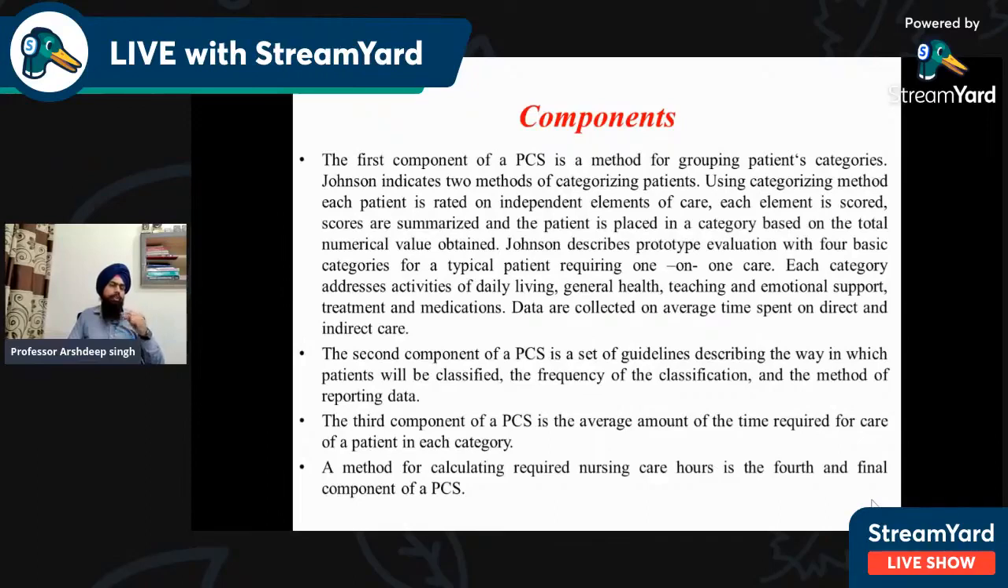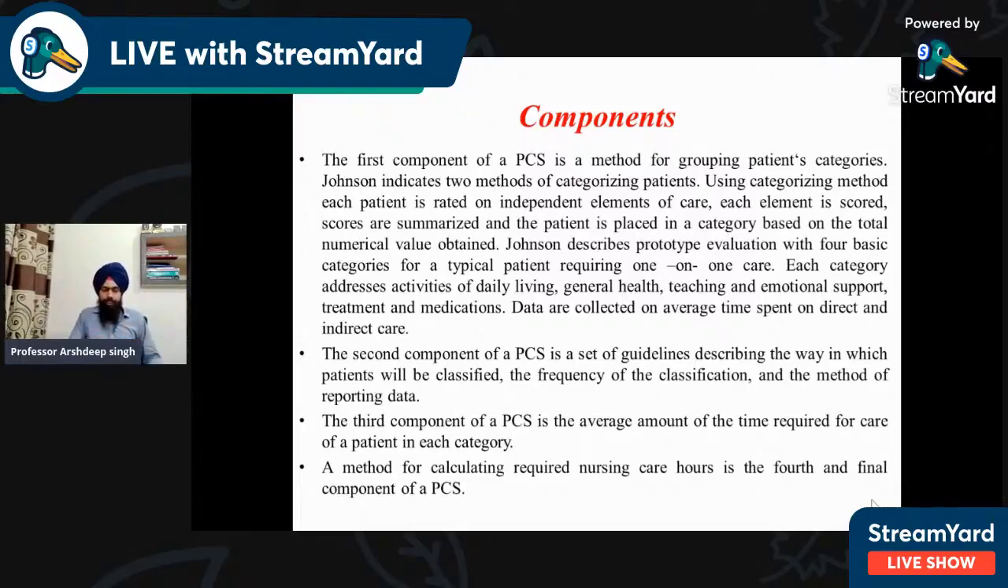For example, the elements of care. What type of care is required by a specific patient? Is he or she able to do the activities of daily living? Can he or she take a bath? Can he or she eat the food himself or herself? These are examples by which we can score a patient according to the patient's need for care. So that is the method of categorizing the patient.